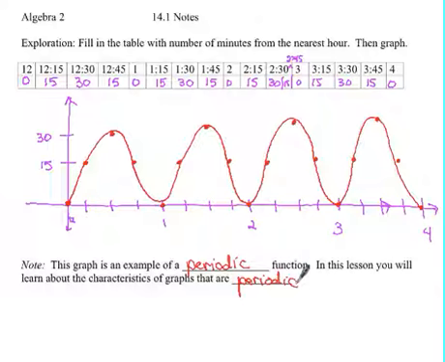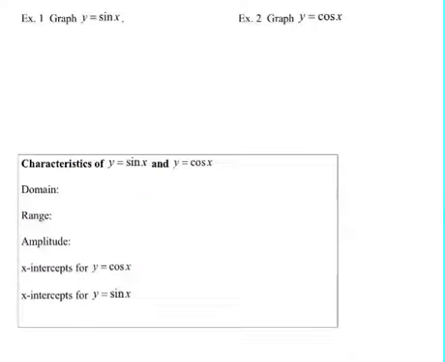Okay? Any questions on how we plotted that, how we came up with it? And can you see how long does it take for it to repeat? An hour, right? It only takes 1 hour and then it repeats 4 times. Okay, in example 1, this is the parent function y equals sine x. The length that it takes the graph to repeat is called the period length. And for sine and cosine, the parent functions have a period length of 2 pi.